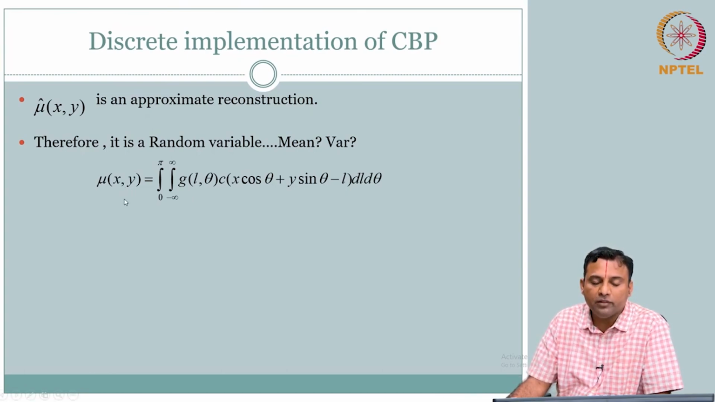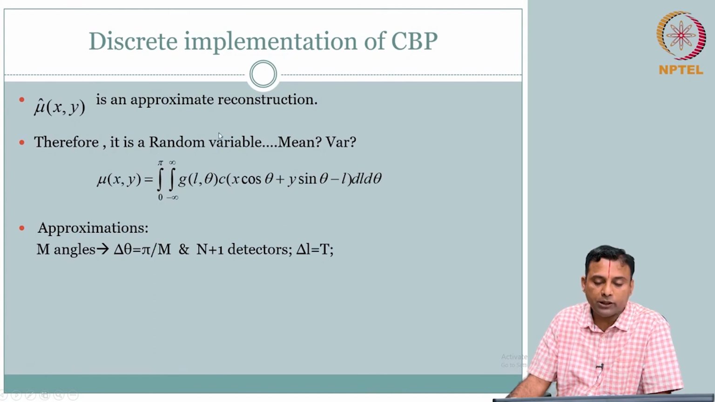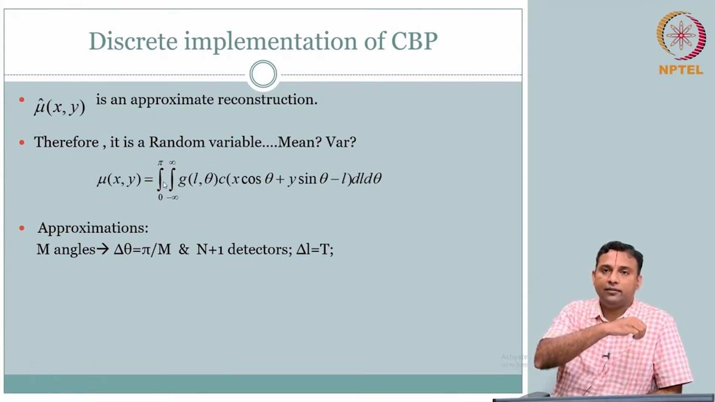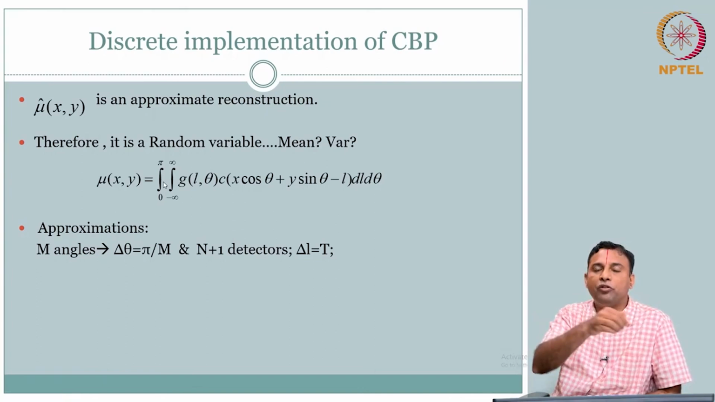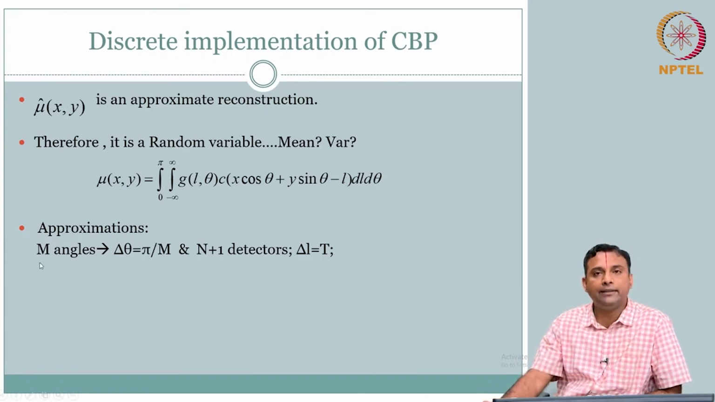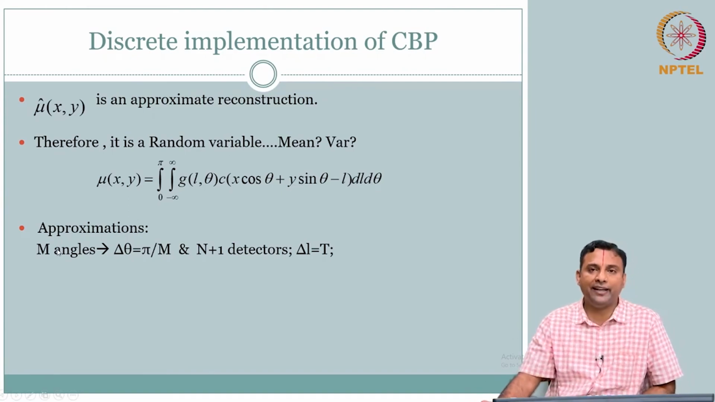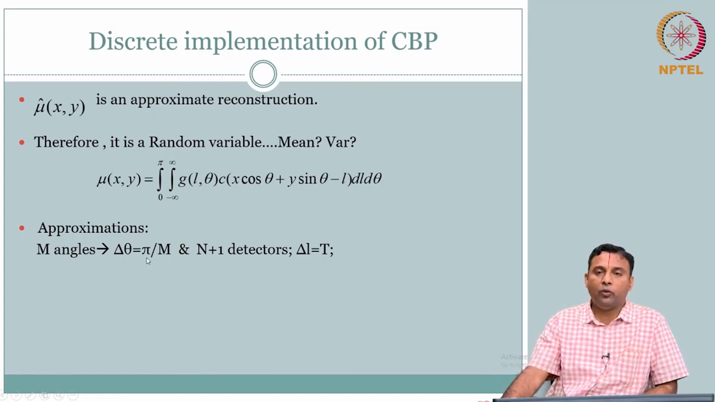If you implement it, you have to make some approximation. You have to make a discrete implementation of this. So what do you do? You first have to start with the approximations. First, when you say different view angles, you are going to have a discrete number of view angles, right? Say m angles you are going to take. That means your delta theta is going to be pi over m. That is your step angle. It's not continuous, right? You are going to stop and take views, so the number of views you take is finite. That is going to be one approximation.